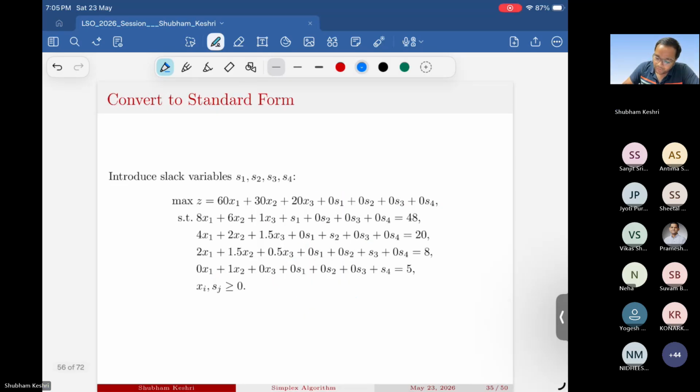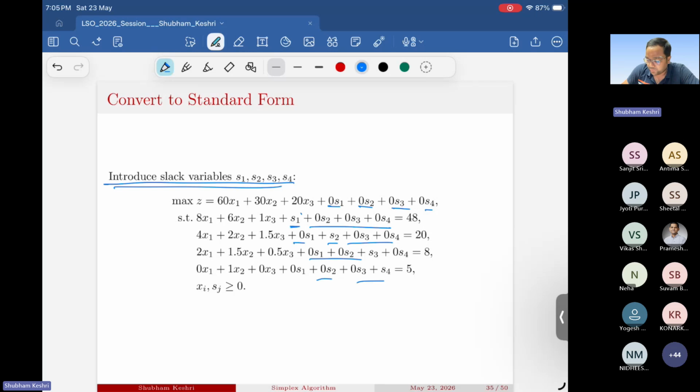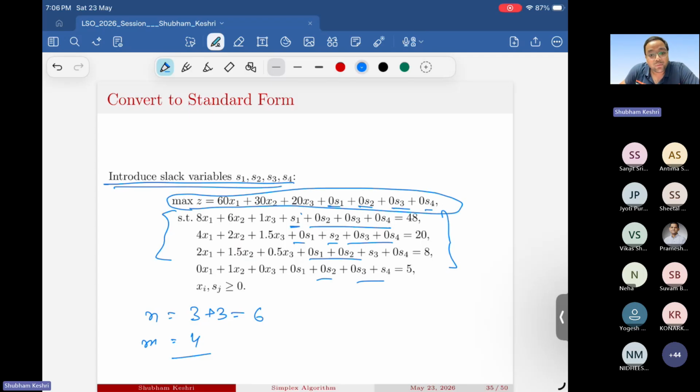Okay. We will introduce slack variable and convert it into standard form. So all the slack variables has coefficient of 0 in the objective function, and this S1 has a coefficient of 1 and all other 0, S2 as 1 in the second constraint and all other 0, and so on and so forth. Okay. Now we have 3 plus 3, 6 variables. So n is equals to 6, and we have m is equals to 4. We have 4 equations as constraints and 6 variables. You see the objective function is also written as a equation. Now you have actually 5 equations.